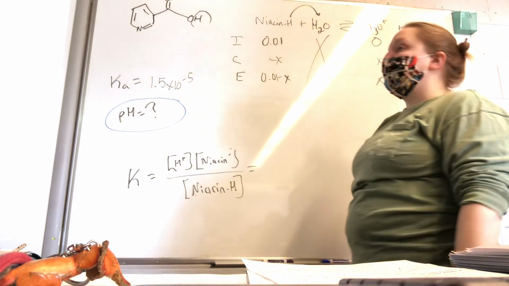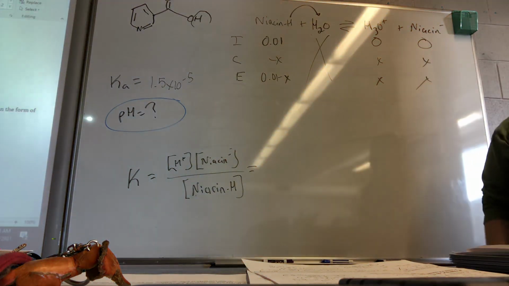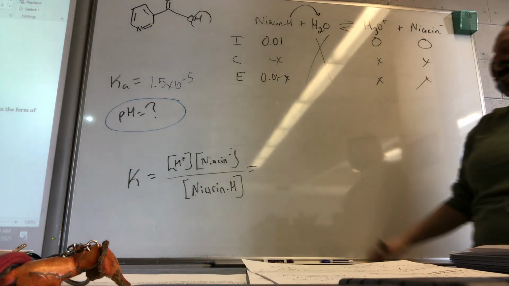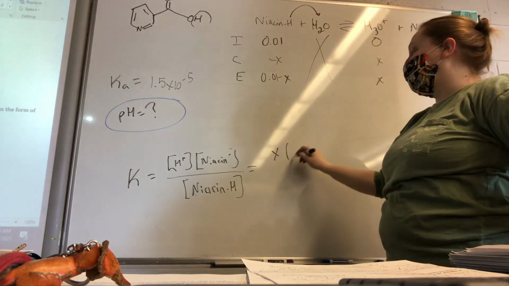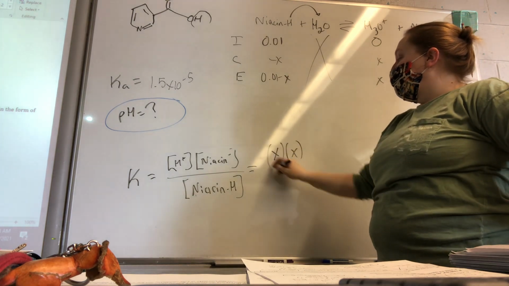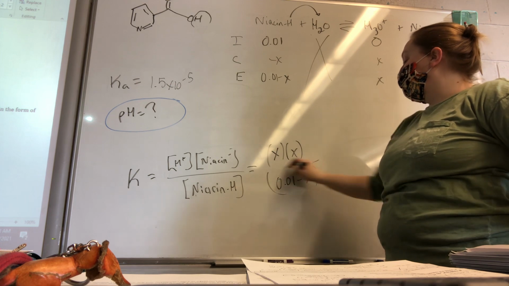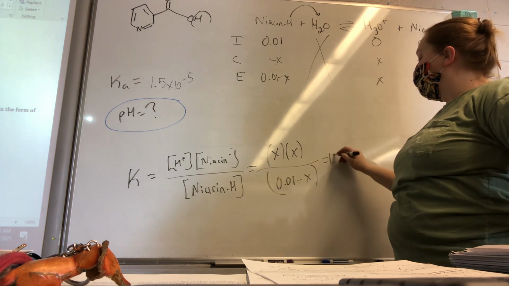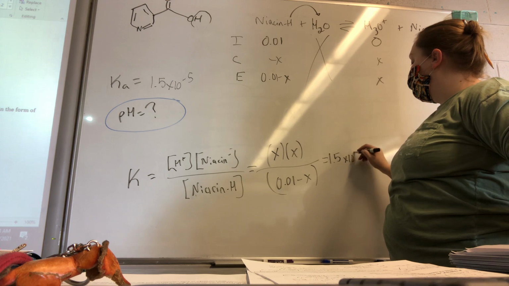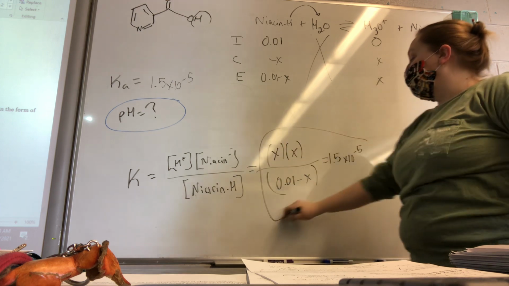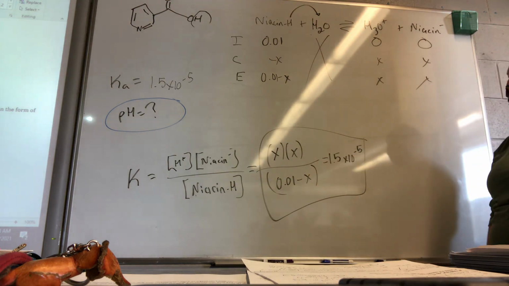We're going to use our K expression and plug our X's in. We're going to set it equal to what the K is supposed to be and solve for X. Get it into the quadratic, and then I'll give you what X is.